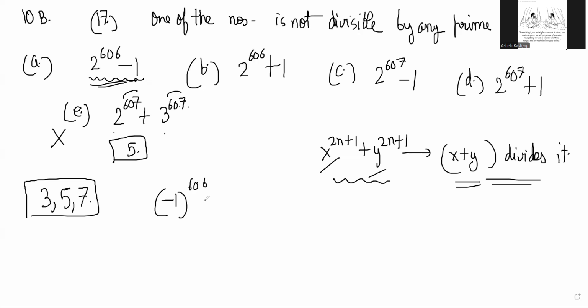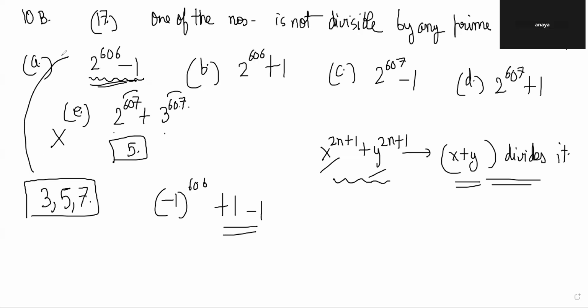Correct? Yes. So this is going to be a plus 1 minus 1. It is divisible by 3, no? Right. Do you understand why I'm saying? Yes, I understand. Similarly here, if you check by 3, you have to check it in a similar way.